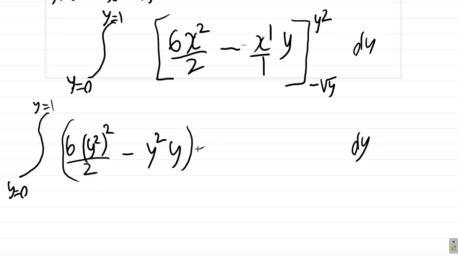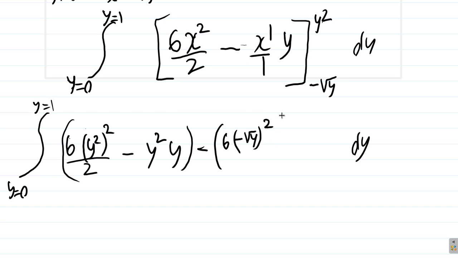Okay. Minus, substitute the lower boundary now. The lower boundary, negative square root of y. So you have 6 times negative square root of y. You substitute for x. But remember now, that itself is squared. So it's x squared, so that itself is squared.